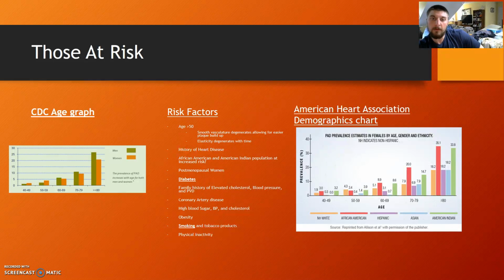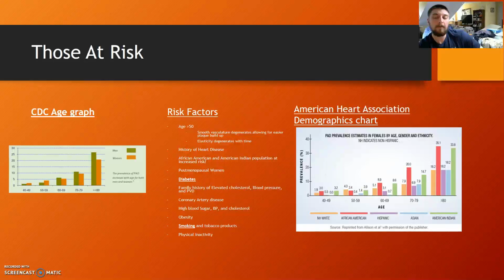So other than age, risk factors include a history of heart disease. If you're a postmenopausal woman, you have a greater risk for developing peripheral artery disease just due to hormonal changes. If you have a family history of high cholesterol, blood pressure, or pulmonary vascular disease, you're going to be at greater risk for peripheral artery disease. If you have coronary artery disease, high blood sugar, blood pressure, or cholesterol, not just a family history, if you actually have them, you're going to be at a greater risk.